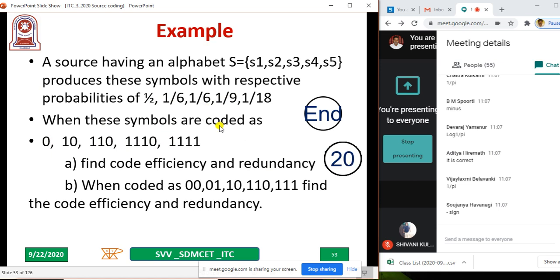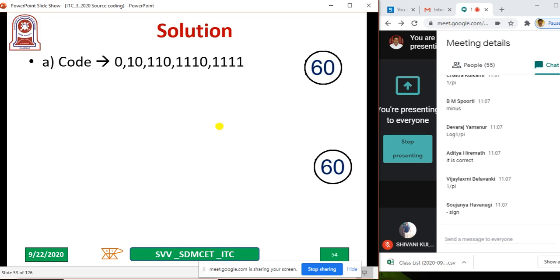Okay, I hope all of you have copied. Assuming you already have codes in your hand using some algorithm, how to find the code efficiency and redundancy we are going to discuss now using this particular example. So let us go to the next. Codes are given 0, 10, 110, 1110, 1111. L1 equal to 1, L2 equal to 2, L3 equal to 3, L4 equal to 4, L5 equal to 5.